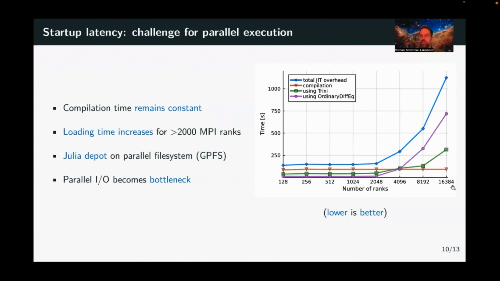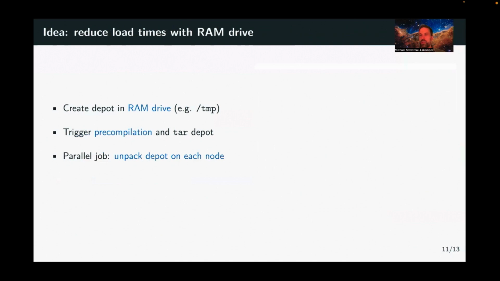So with 16,000 MPI ranks, we're already at more than 10 minutes of waiting time just for executing the command using OrdinaryDiffEq. So obviously parallel I/O becomes a bottleneck. And if we want to go to higher core counts, this is not going to fly anymore. I mean, we're just burning CPU hours doing I/O, or basically waiting for I/O. So we had to come up with a solution.